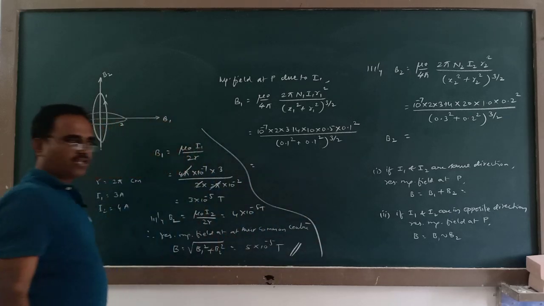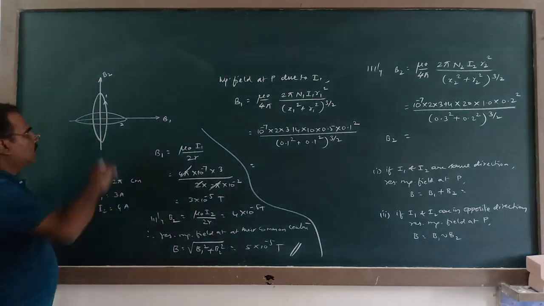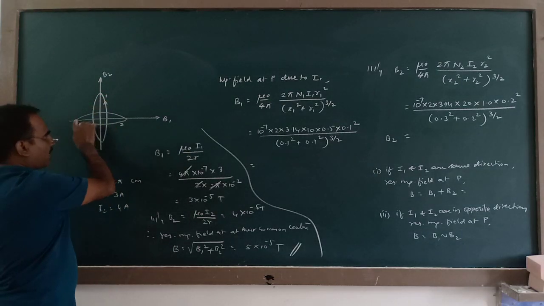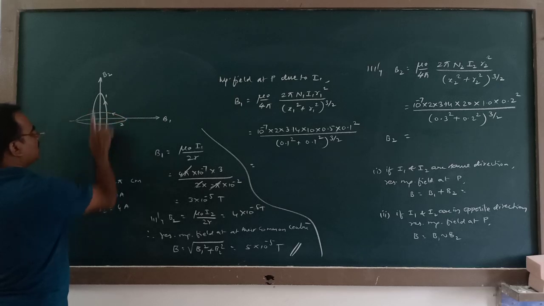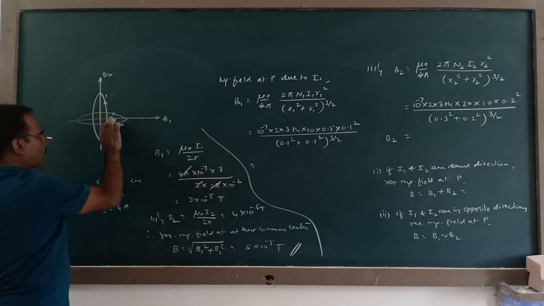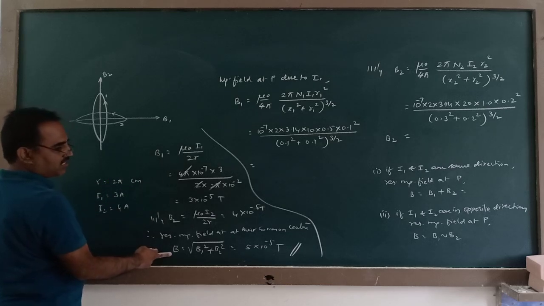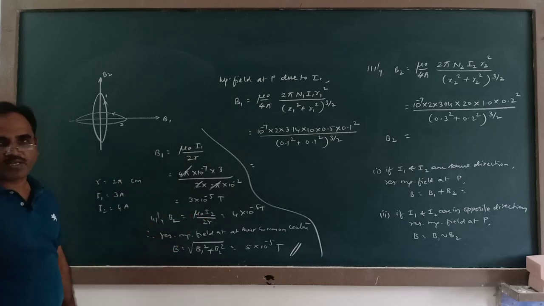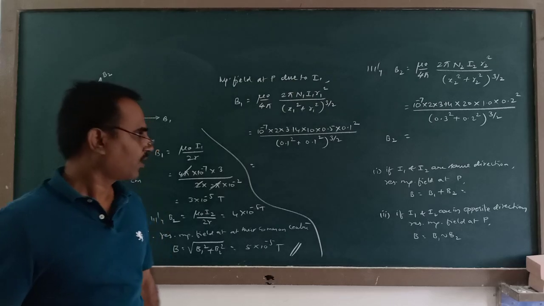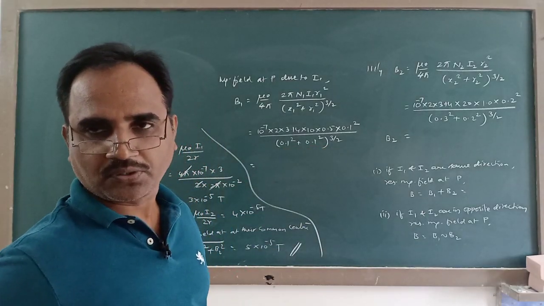This problem was also given in the CET examination once. So due to this first loop, the current being like this, magnetic field is in this direction. Due to the second loop, the current being like this, the magnetic field is in this direction. So as the loops are kept perpendicular to each other, magnetic fields are also perpendicular to each other. Therefore, resultant magnetic field is given by this relation, which is 5 into 10 to the power of minus 5 Tesla. So you finish up this problem. We shall take up the remaining problems in the next class.